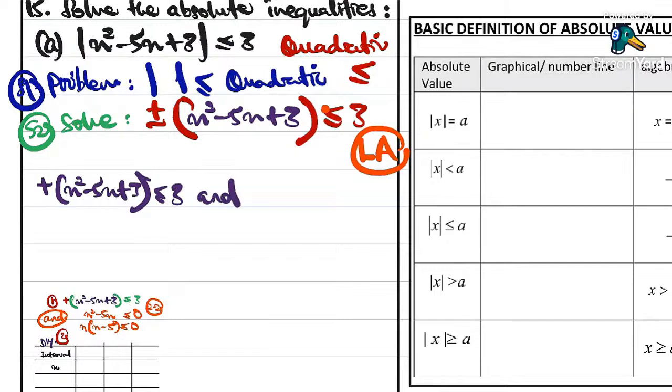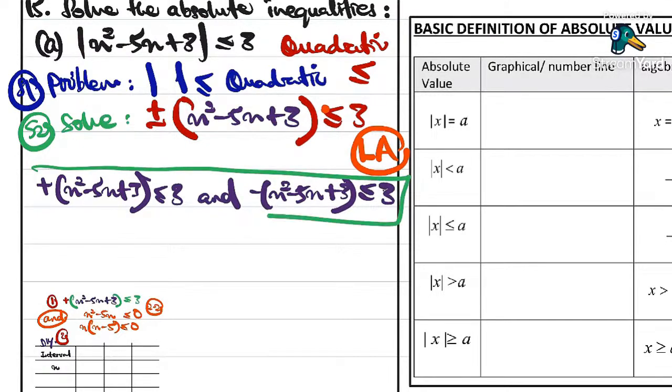And then n. La means n lah. That's why I must put the word n. And negative x squared minus 5x plus 3 is less than or equal to 3. Okay, so basically I want to remind you that this is actually first mark. Ni markah pertama ya. The word n is very important.